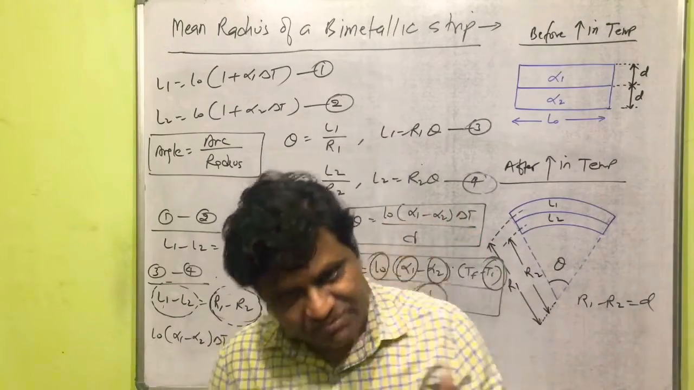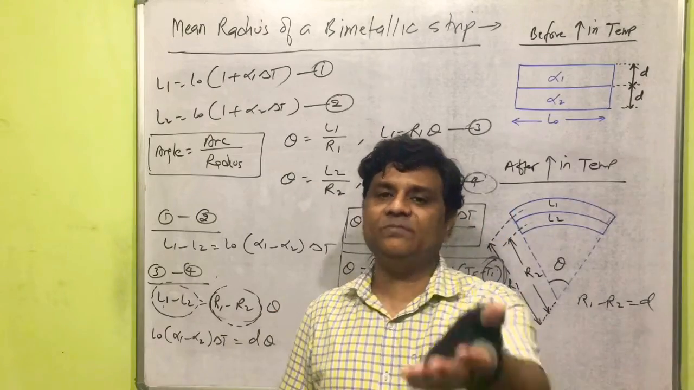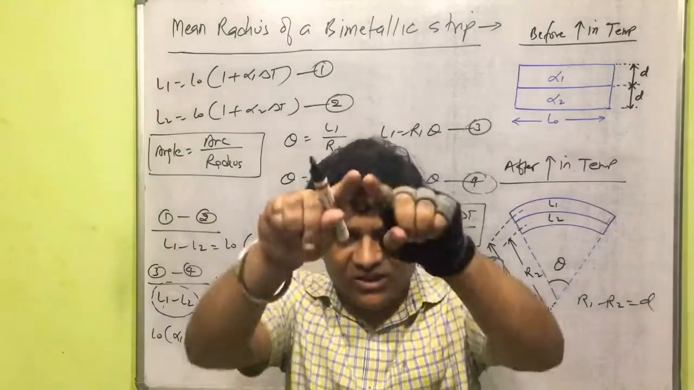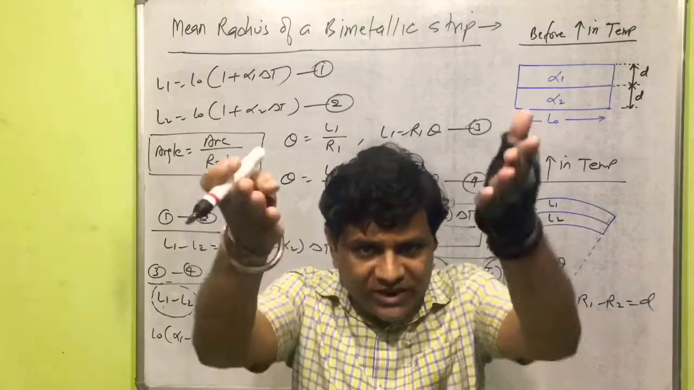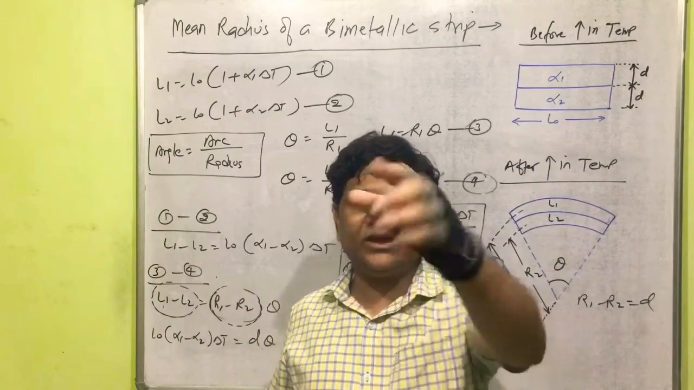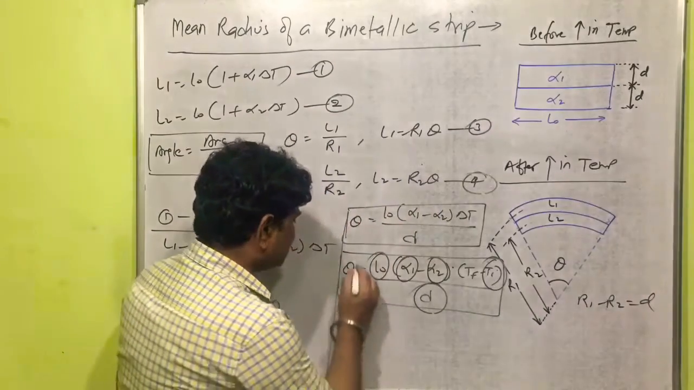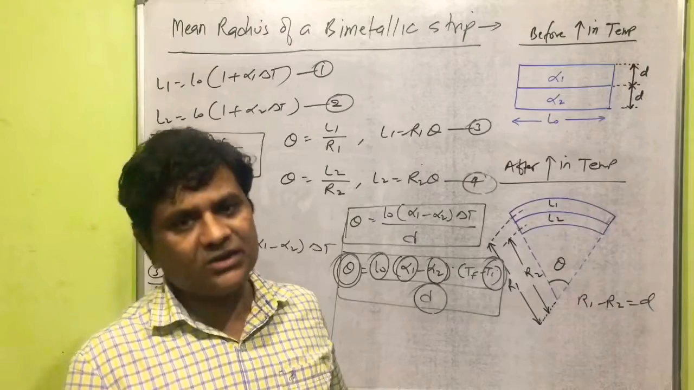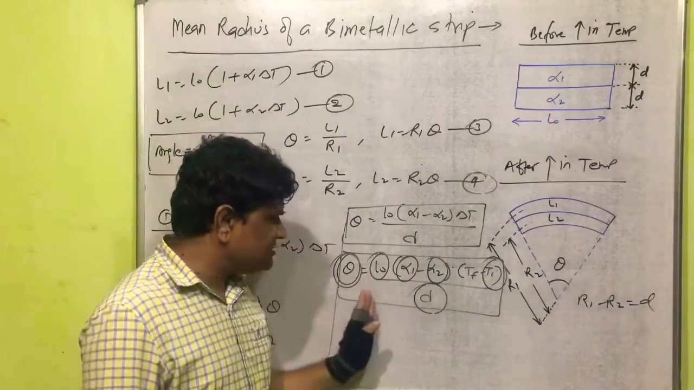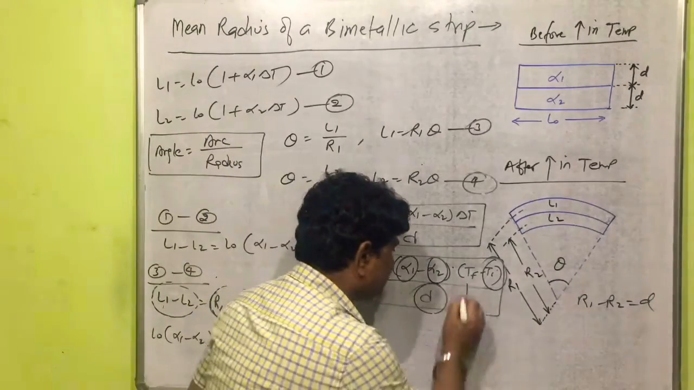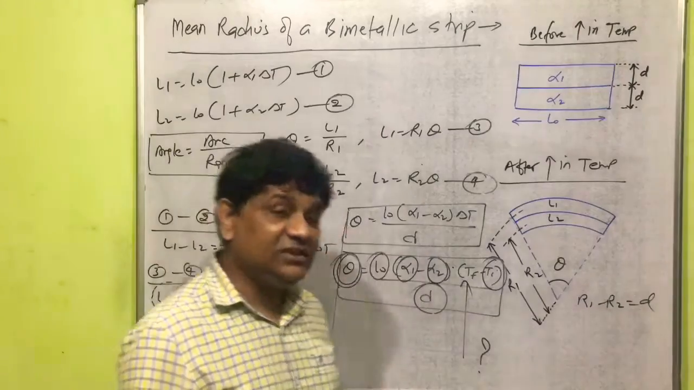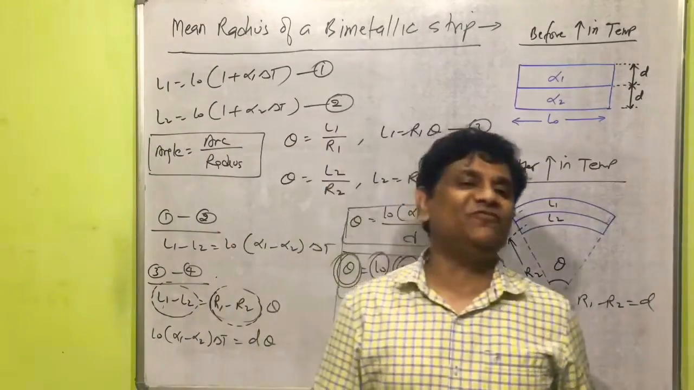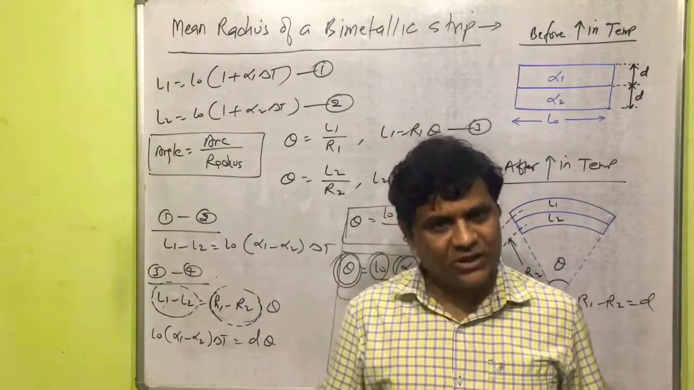After some time, when the bimetallic strip is taken out from the furnace, it will bend into an arc. We can measure the value of theta, so we can put the value of theta after bending of the bimetallic strip. After taking all this data, one quantity is still unknown. This is T final, the final temperature of the furnace.